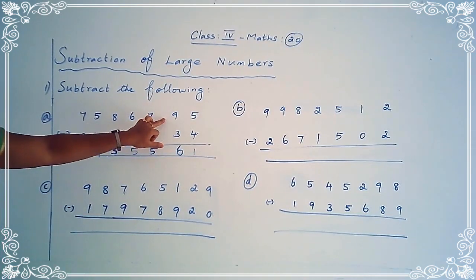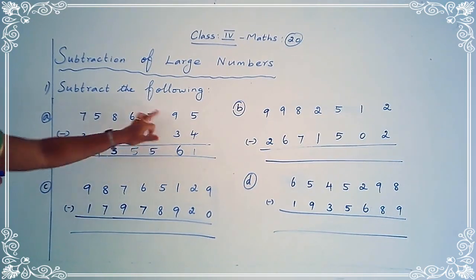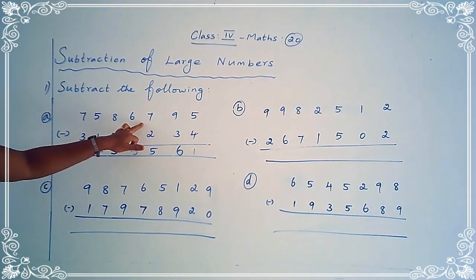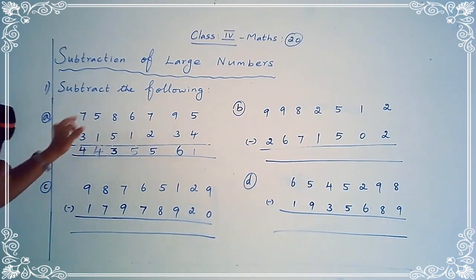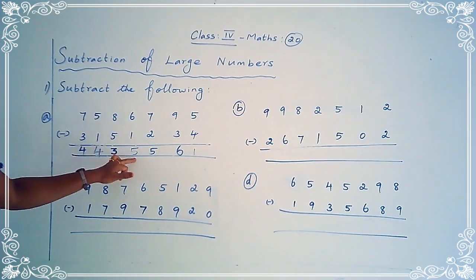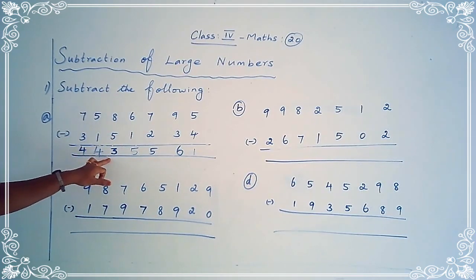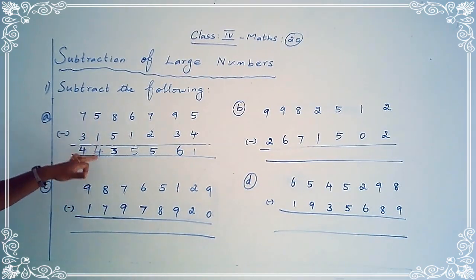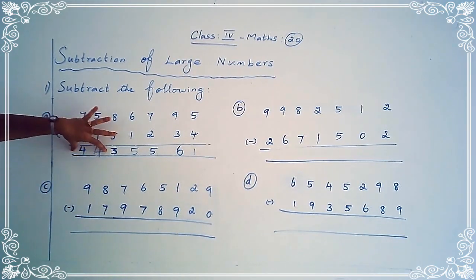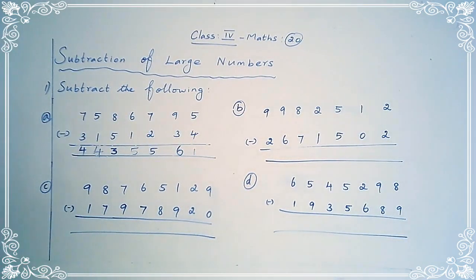Next, subtracting in the tens place, 9 minus 3 is equal to 6. Next you come to the hundreds place. Now subtracting in the hundreds place, 7 minus 2 is equal to 5. Next 6 minus 1 is equal to 5. Next place, 8 minus 5 is equal to 3. Next 5 minus 1 equals 4. Next 7 minus 3 is equal to 4. So your answer is 44,35,561. Okay children, do you understand?